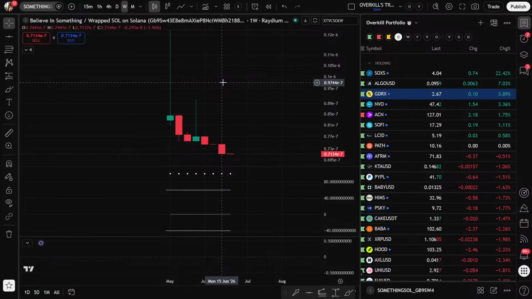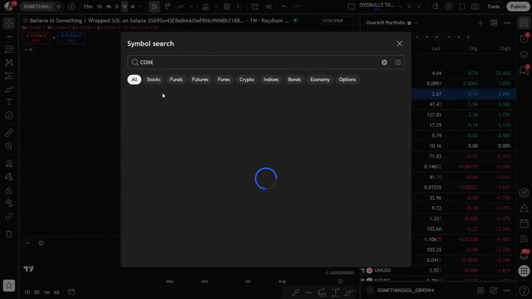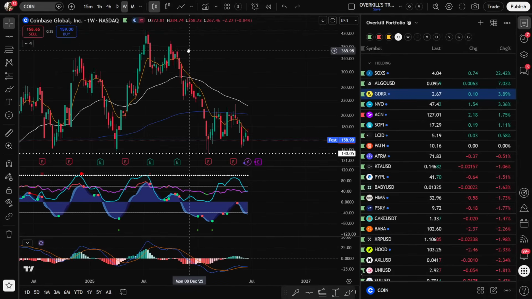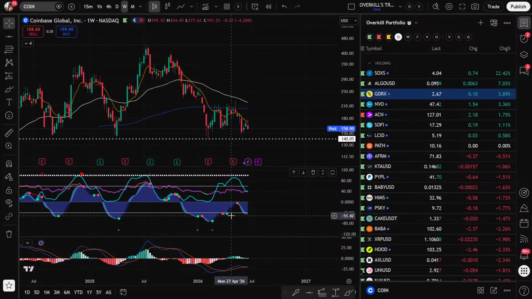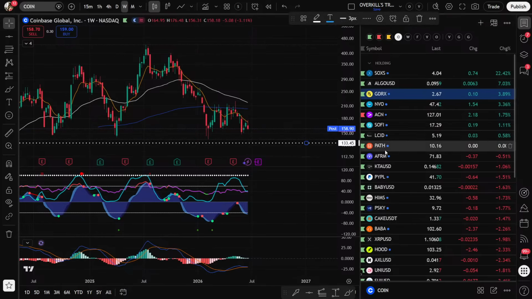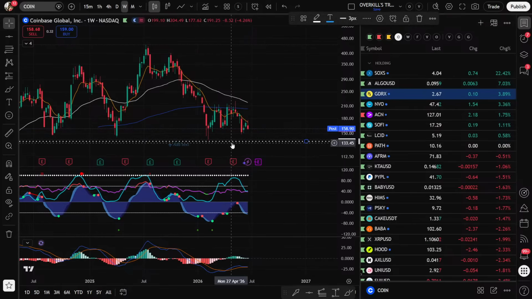What else we got? Coinbase. Coinbase needs a green dot here. Okay, again, we got like 3 of them over the last couple of months. Again, we bounced right there at 140. As long as that 140 level holds, the trade is still on. Again, looking for the green dot.